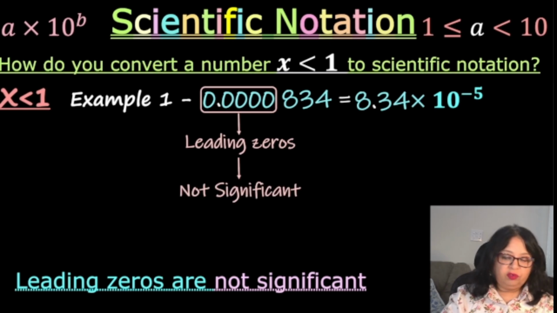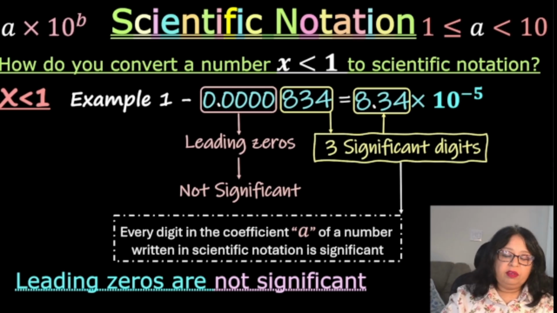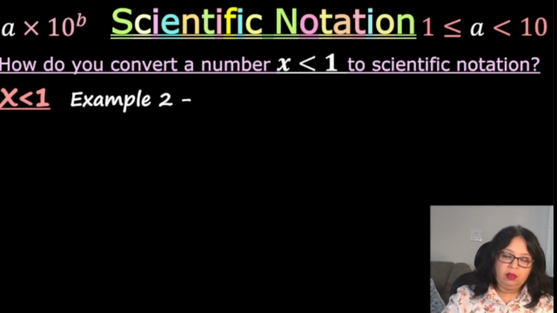Alrighty, leading zeros are not significant. Therefore, we have a total of 3 significant digits for this number. Every digit in the coefficient A of a number written in scientific notation is significant. Cool? Yep. With that, we move on to example number 2.